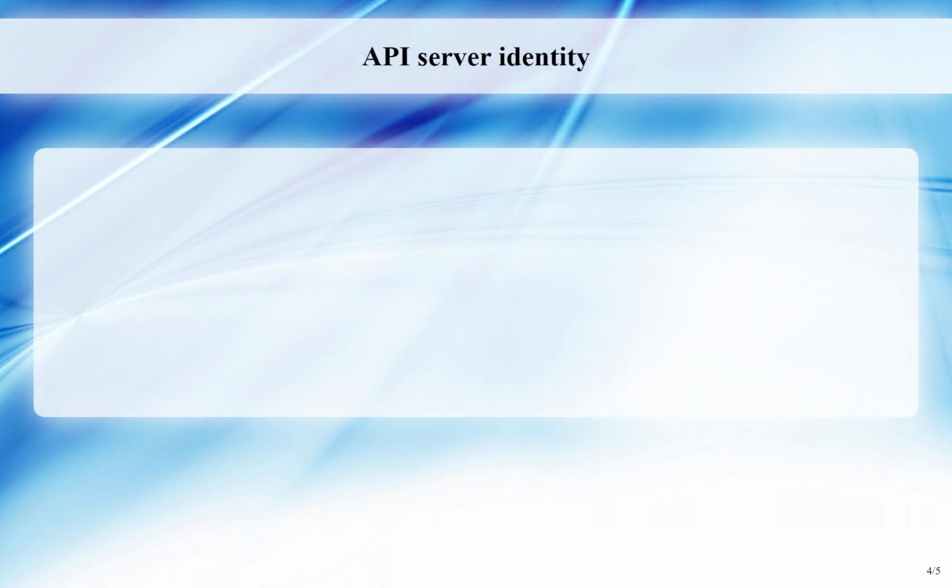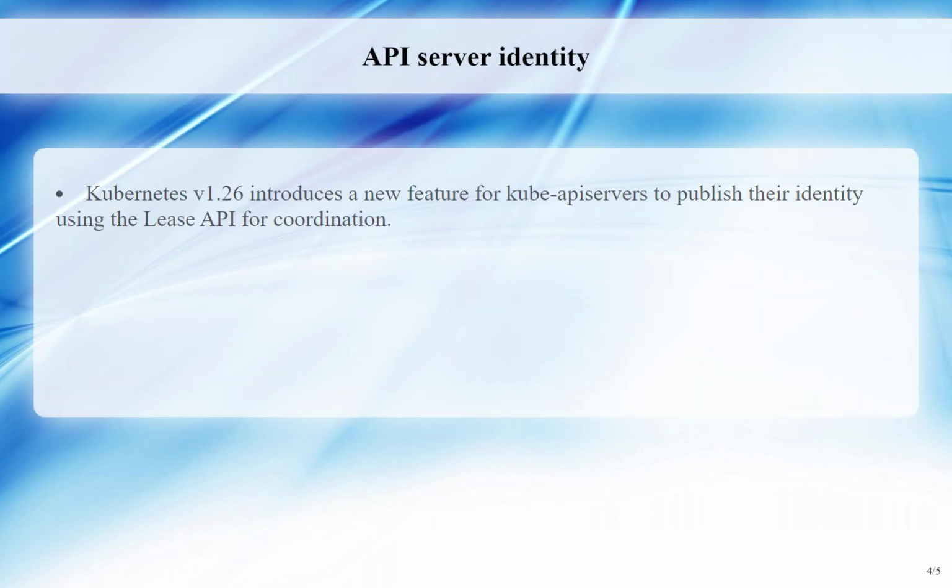API Server Identity. In Kubernetes v1.26 beta, a new feature has been introduced where each kube-apiserver uses the Lease API to publish its identity, allowing clients to discover how many instances of kube-apiserver are operating the control plane. This feature enables future capabilities that require coordination between kube-apiservers.